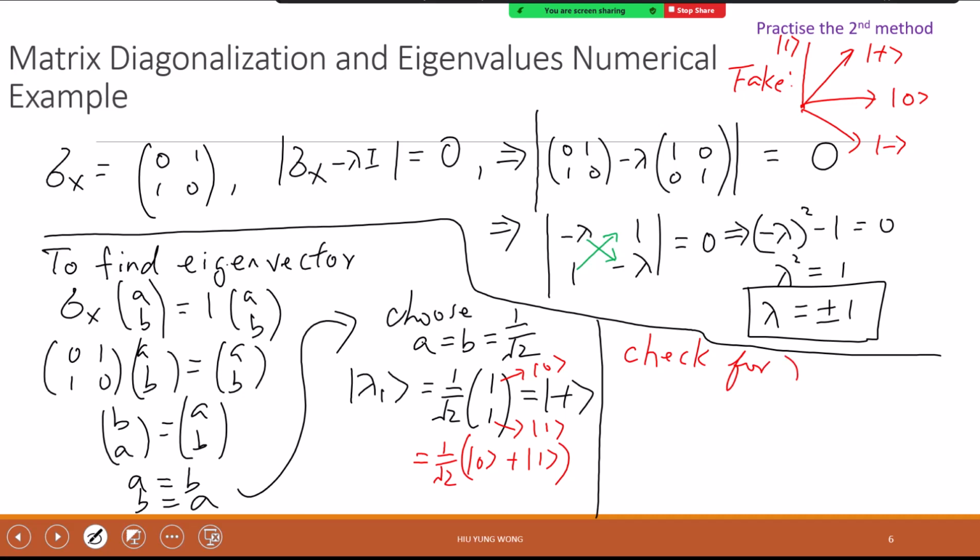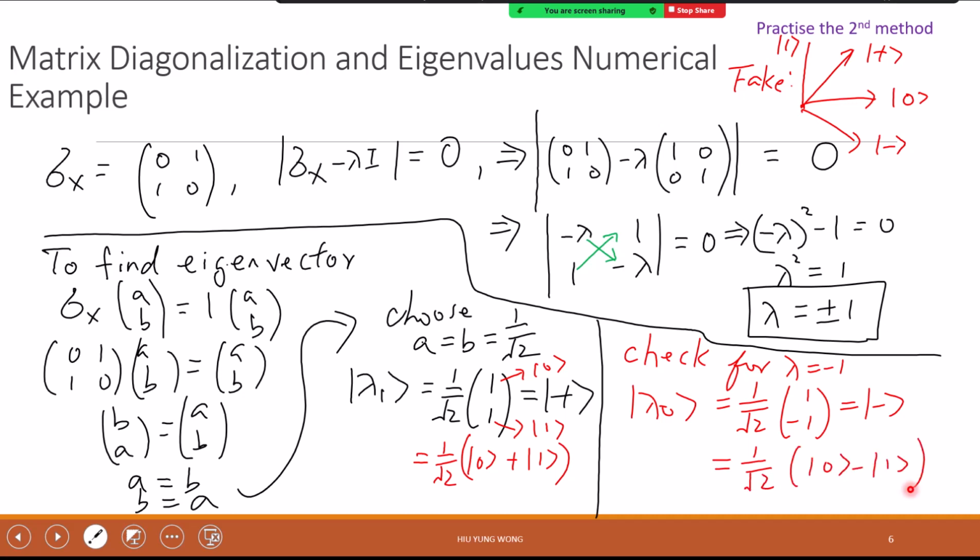For lambda equal to negative 1, you will get the eigenvector equal to 1 over square root 2, 1 negative 1 minus, right? Very similar to this one. Again, this means it is 1 over square root 2, 0 minus 1. That's why I said at that time you can memorize that equation, because the equation was correct.